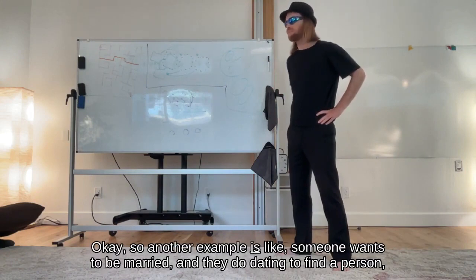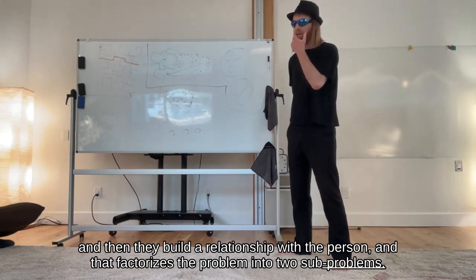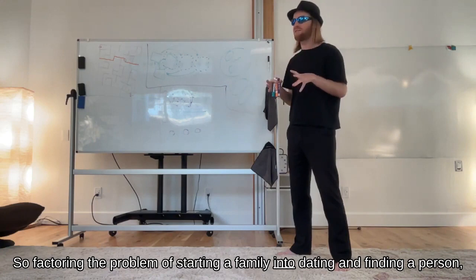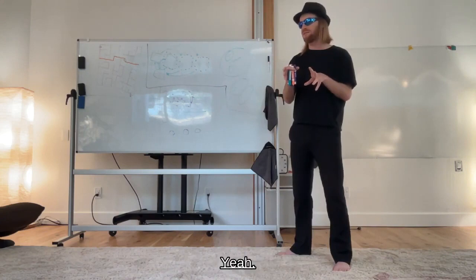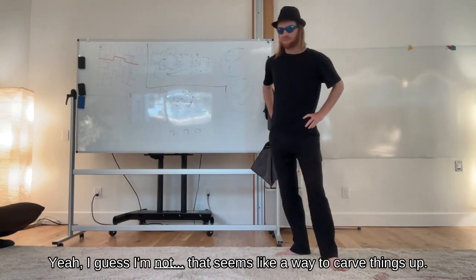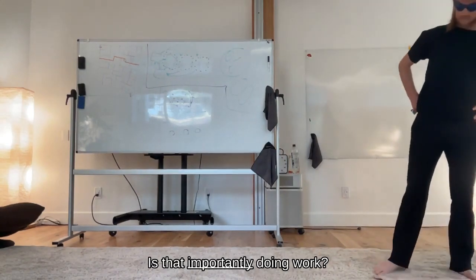Well, okay, so another example is someone wants to be married, and they do dating to find a person, and then they build a relationship with that person, and that factorizes the problem of starting a family into two sub-problems. So factoring the problem of starting a family into dating and finding a person, and then separately building a relationship with the person. Yeah. Is that the factorization? Yeah. All right, that makes sense. Yeah, I guess that seems like a way to carve things up. Is that importantly doing work?